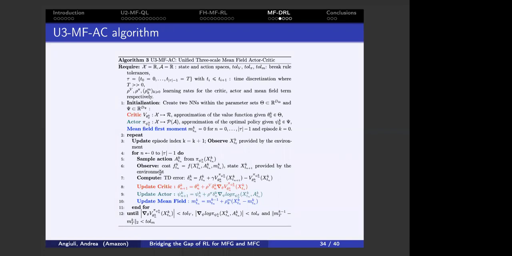One involves the critic, and is based on a stochastic gradient descent approach. The same is done for the actor. And finally, we have the same update rule that we use in the Q-learning approach for updating the mean field term. So the stopping rule is based on the value of the gradients and the updates on the estimate of the distribution.